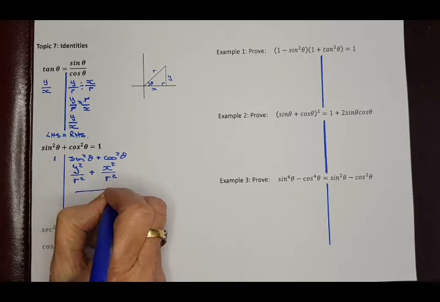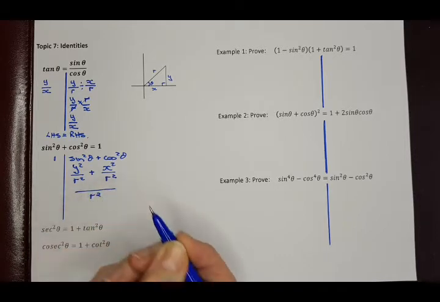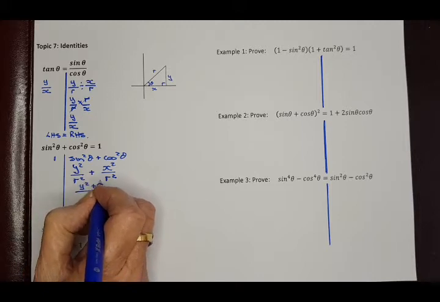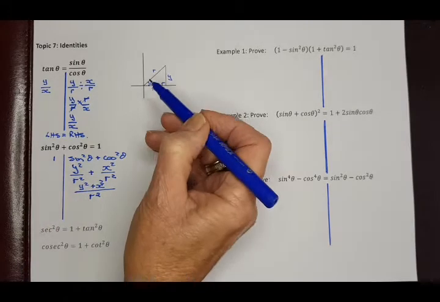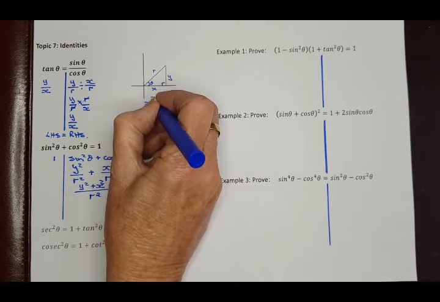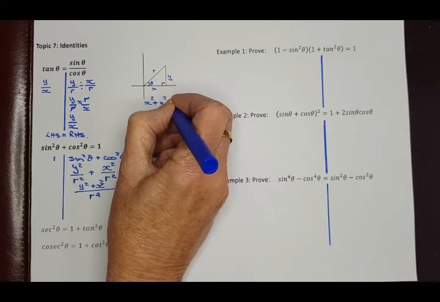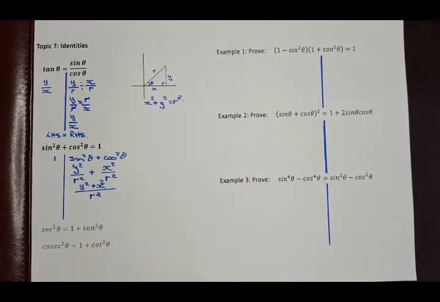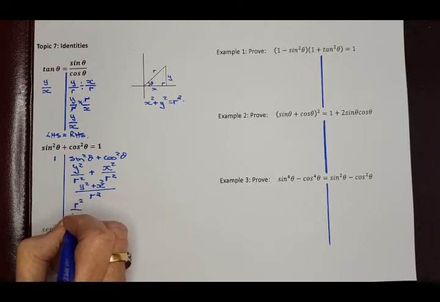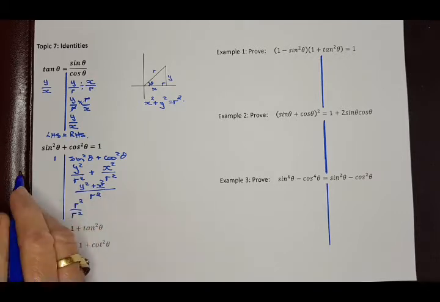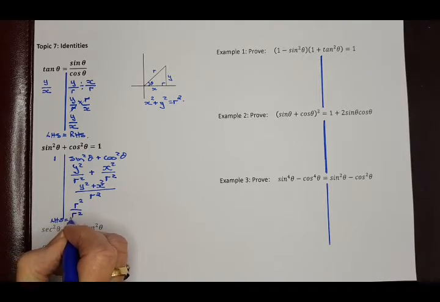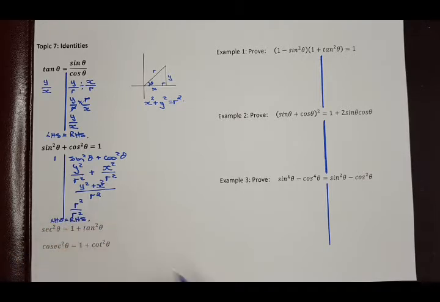When you add your fractions, your lowest common denominator is r squared, and your numerator is y squared plus x squared. But of course you know from that little right angle triangle there that x squared plus y squared is equal to r squared. So on this side over here we have r squared over r squared, which is 1, and your left hand side is going to equal your right hand side.